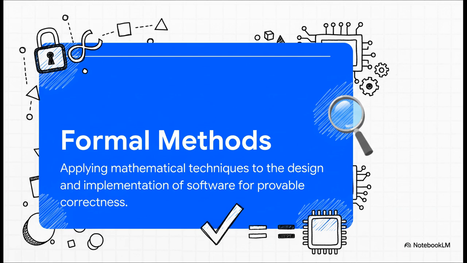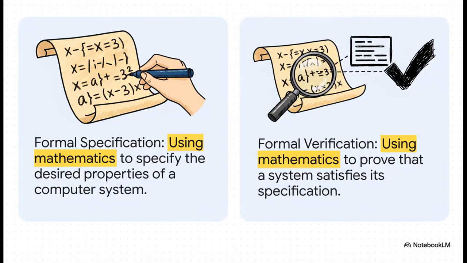Instead of just testing software over and over and hoping you find all the bugs, you use these powerful mathematical techniques to prove that the software does exactly what the specification says it should do, and absolutely nothing else. Now, this process really has two key parts. First up is formal specification. This is where you use that precise mathematical language we've been building up to create the perfect, totally unambiguous blueprint of what the software must do.